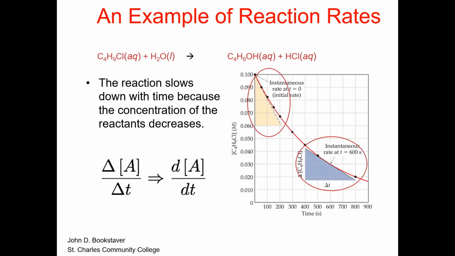So you see the rate generally slows down with time because the concentration of the reactant decreases. So with time, the rate decreases as the concentration goes down. Meaning that the instantaneous rate at time 0 and the instantaneous rate at 600 seconds may not be the same. The one at 0 will be higher than the one at 600 seconds, because as it moves down, the concentration decreases. So therefore, the rates will be different. At time 0, the rate will be higher than at time 600.